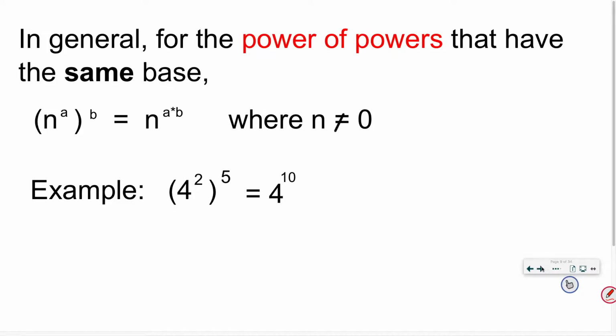So again, this is just the rule for power to a power. If we're raising an exponent to another power, we're able to multiply them as long as n isn't 0, right? Because 0 to any power is just 0, so that's going to change some things.